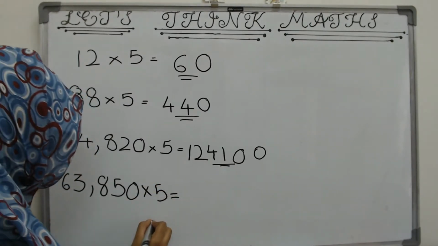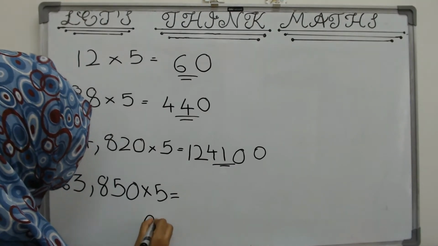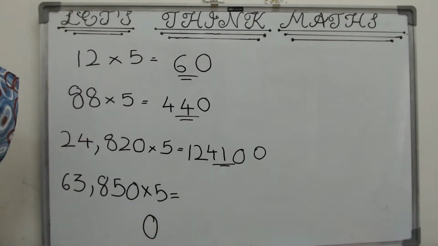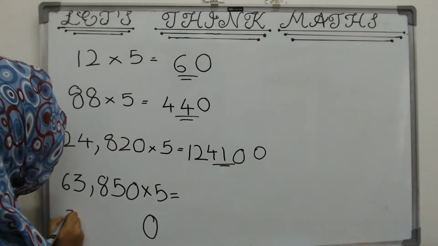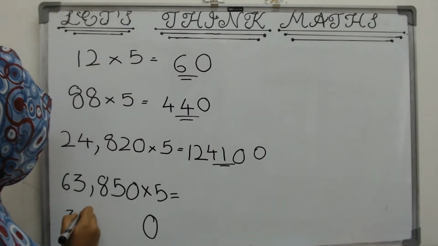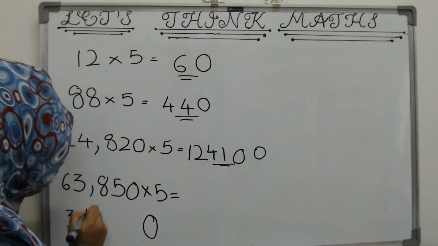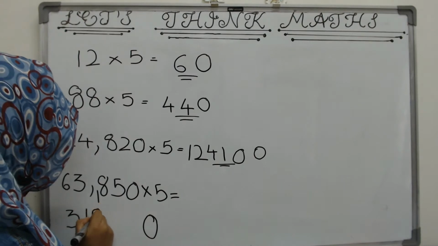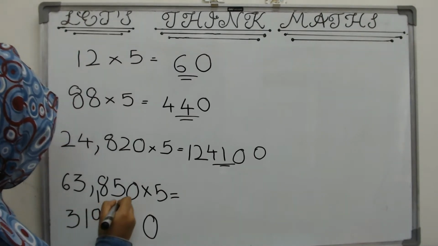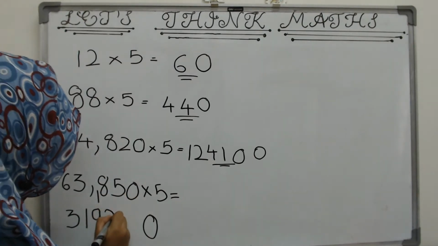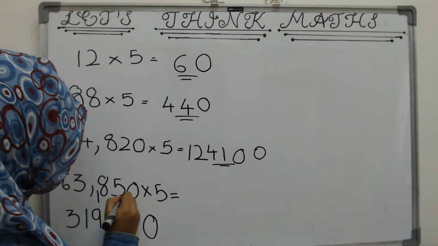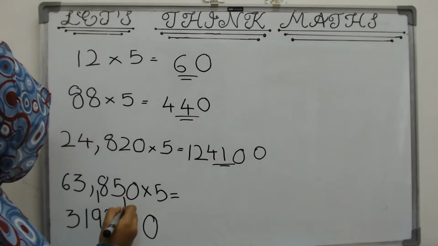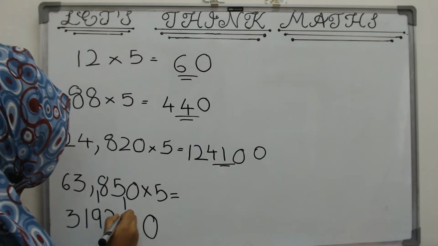So, as usual, the last digit will be 0. For the preceding digits, we will divide this number by 2. 6 divided by 2 is 3. 3 divided by 2, the quotient will be 1 with the remainder 1. This becomes 18. 18 divided by 2 is 9. Now, 5 divided by 2, the quotient will be 2 with the remainder 1. This becomes 10. 10 divided by 2 is 5.